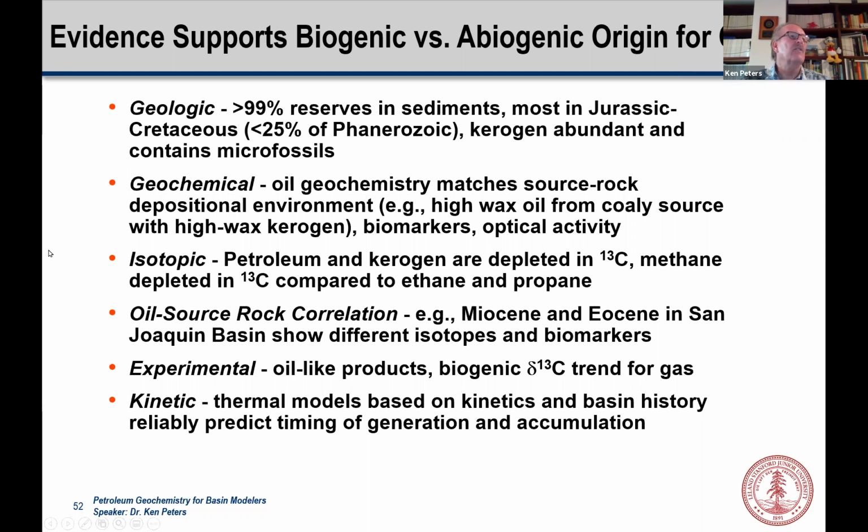There's geologic evidence. More than 99% of the reserves that we find of gases and hydrocarbons are in Jurassic and Cretaceous sediments, and the kerogen is abundant and contains microfossils. So this is where the oil is coming from, these sediments. There's geochemical evidence. We can do oil correlation. We can match the source rock depositional environment with the oil biomarkers and the optical activity in the oil.